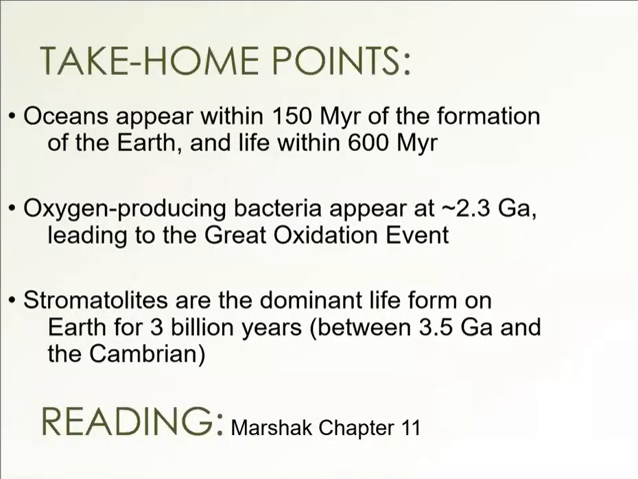So, a bit of a wrap up from last time as well. The oceans start to appear within 150 million years of the formation of the Earth. And then we start getting life within 600 million years. It's very simple life, but we have life. We had oxygen producing bacteria that appeared about 2.3 billion years ago. That led to the Great Oxidation Event, which led to the diversification of life. Stromatolites were the dominant life form for about 3 billion years, between 3.5 billion years ago and the Cambrian.